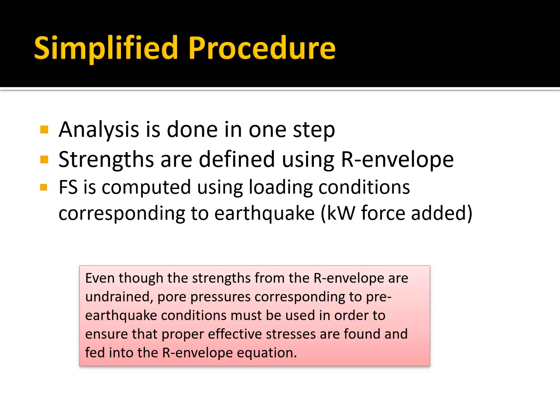With a simplified procedure, we do this all in one step. The strengths are defined using what's called an R envelope. And so it's kind of a shortcut to a two-stage analysis. And the factor of safety is computed using the loading conditions corresponding to the earthquake, or the kW force. And so another caveat is even though the strengths in the R envelope are undrained, we use pore pressures corresponding to pre-earthquake conditions so that the proper effective stresses are found and fed into the R envelope equation.